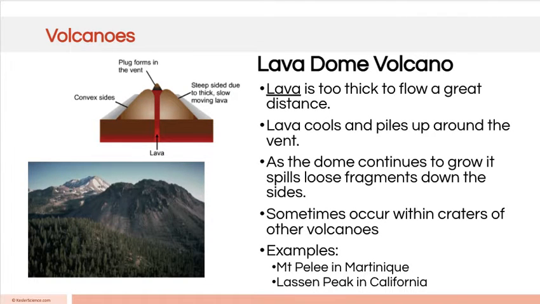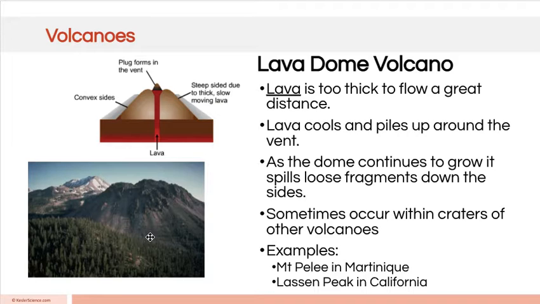Lava dome volcanoes are our fourth and final volcano that we're going to be talking about. In here, the lava is too thick to flow a great distance. It cools and it piles up all around the vent. So you can see here, it's kind of cooled off before it's flowed a lot. That's because it's very thick.